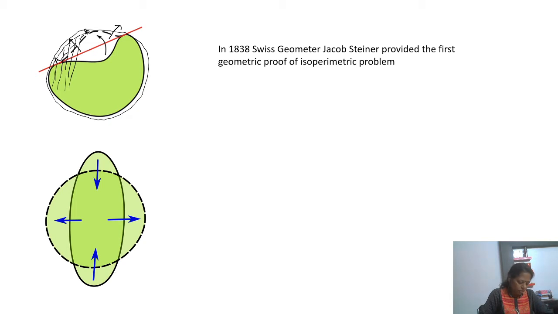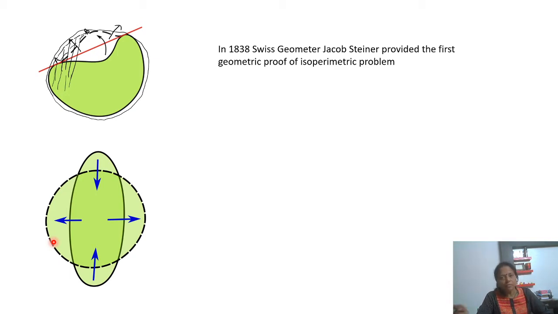In the second figure also you can see that if you squeeze this ellipse from the 2 sides and expand it from these 2 sides, finally you will get a circle, and this circle will have an area greater than the area of this ellipse, while the perimeter is the same. Both the perimeters are the same. So in this way we see that the geometrical proof is also possible.